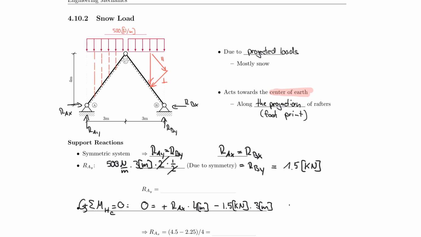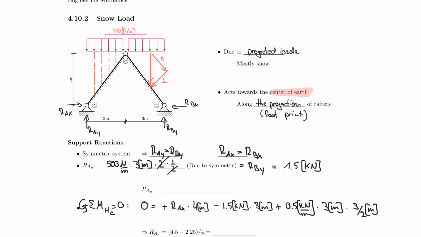But last but not least, I need to include my snow load, which is 0.5 kilonewton per meter. And I have to multiply that by 3 meters. And that lever arm now is 3/2 meters. So the 500 here is multiplied by 3 meters. That's the distance here. And the centroid of that is acting right in the center, which happens to be 1.5 meters or 3/2 away from C. Because remember, we're taking the sum of the moments about point C. And it's turning counterclockwise, therefore it's positive.